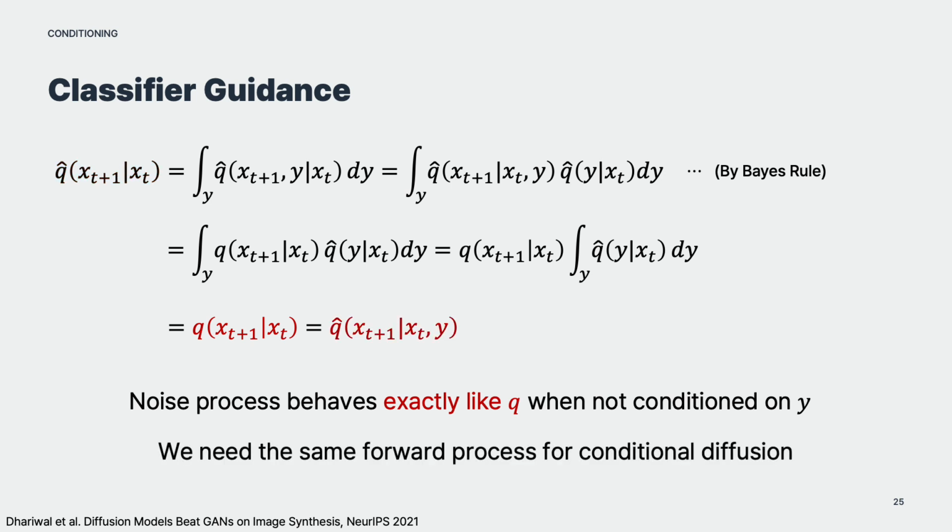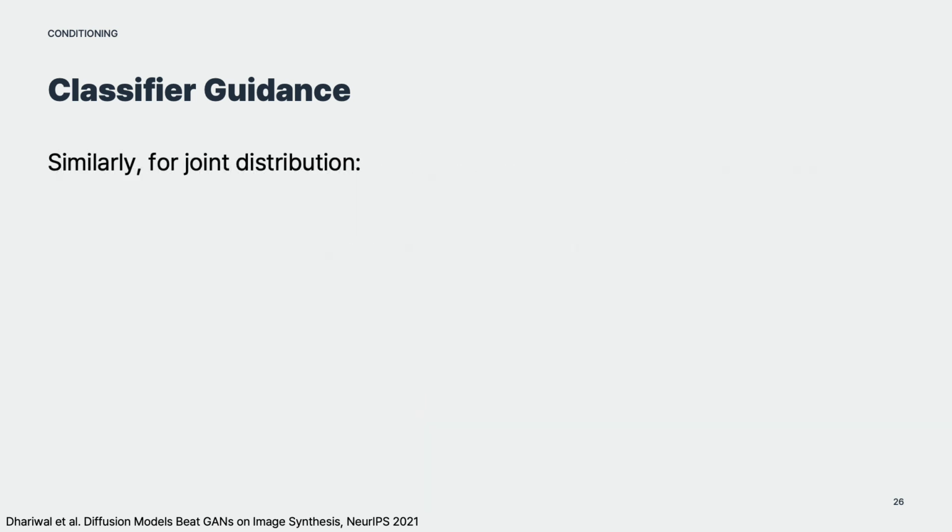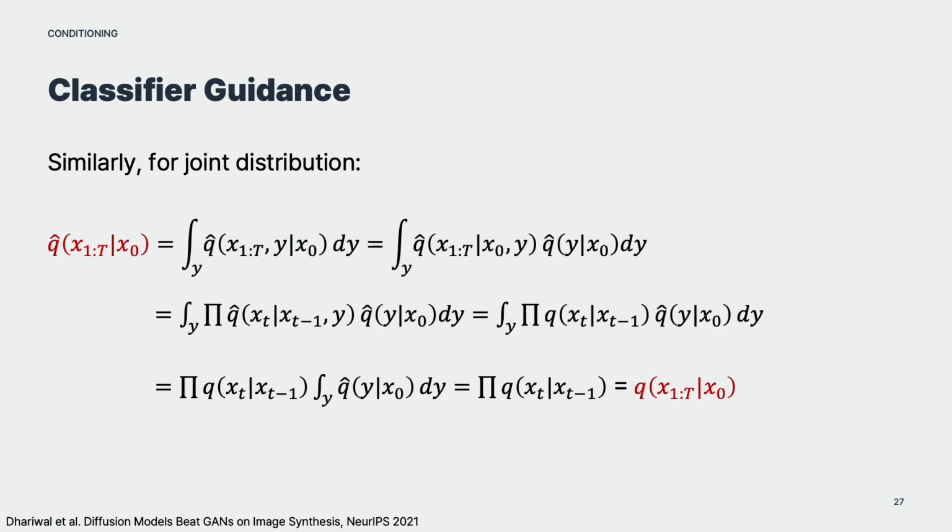Furthermore, this leads to an important conclusion. In conditional diffusion, we can simply apply the same four steps as in the unconditional case. Similarly, the joint distribution of the fourth step is as follows, and this can be derived through a similar procedure, which we will omit in this session.